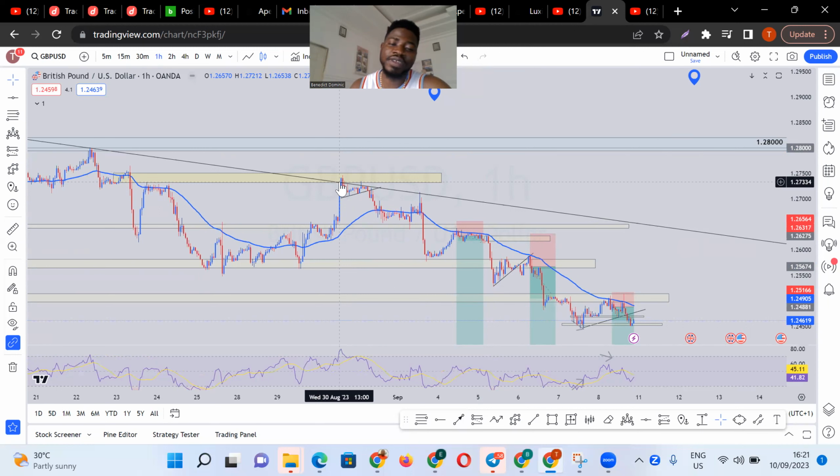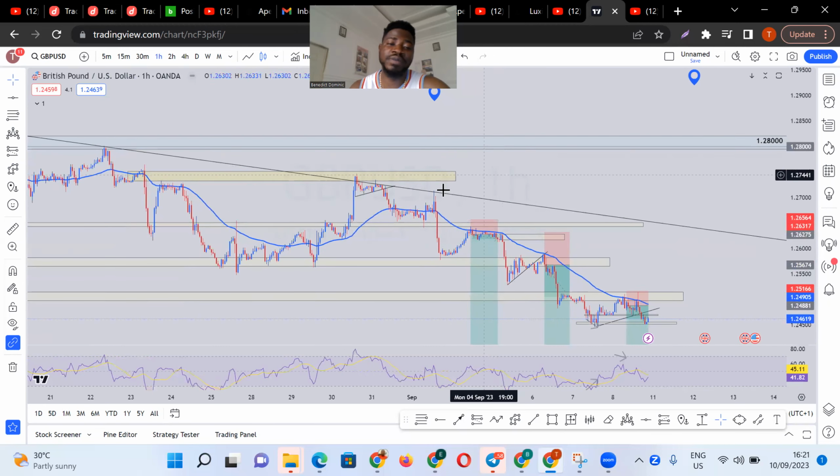So if I'm shorting, I short at a lower high. If I'm longing, I long at a higher low. So it's as simple as that. I stick to my rule. This is a very valid trade for me, but I didn't take it, you know. So I always wait for a shift of market structure.